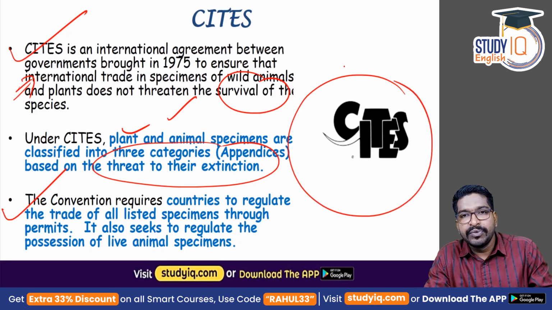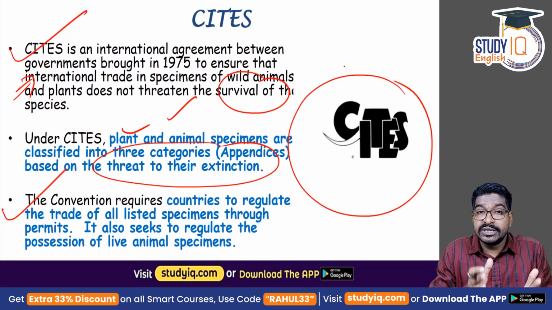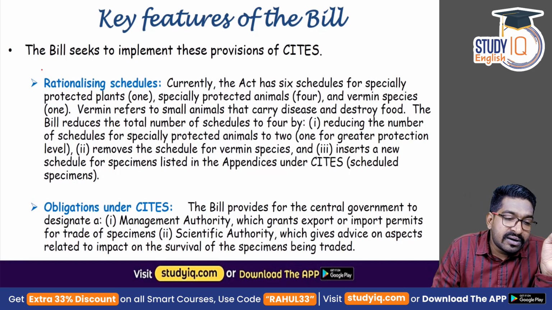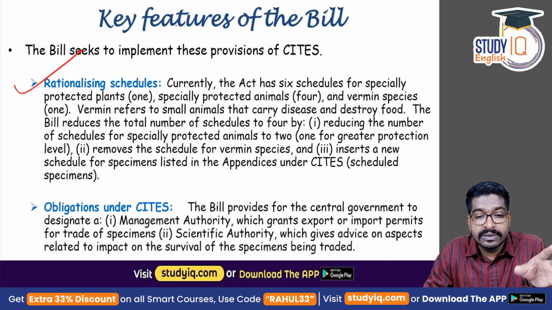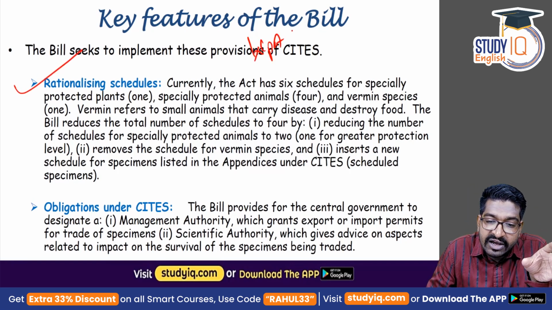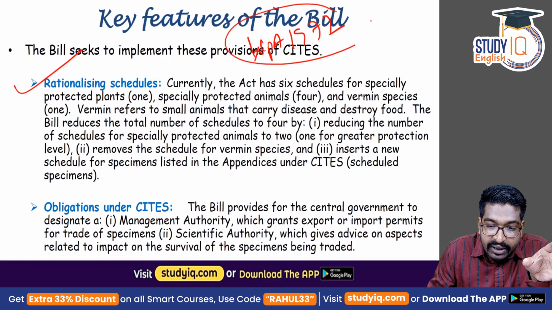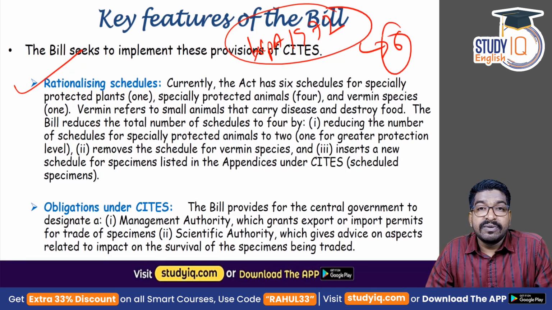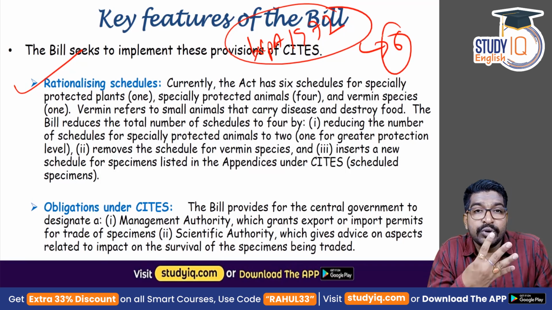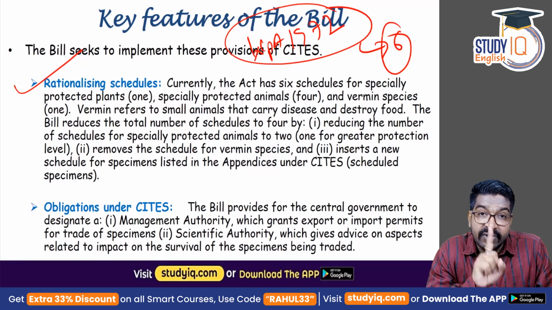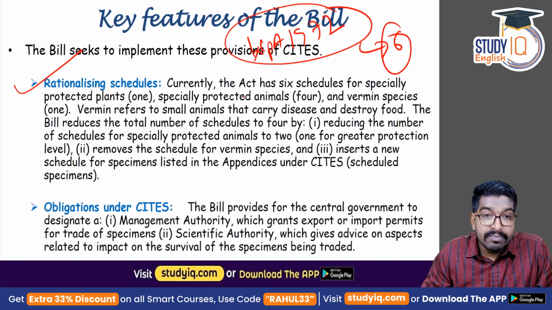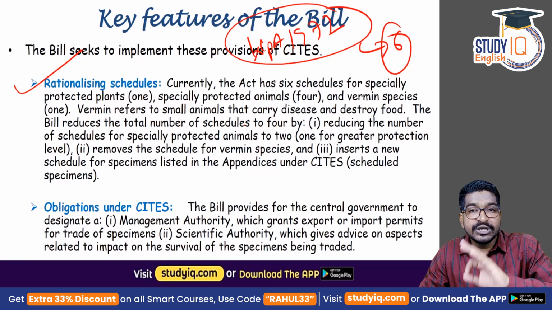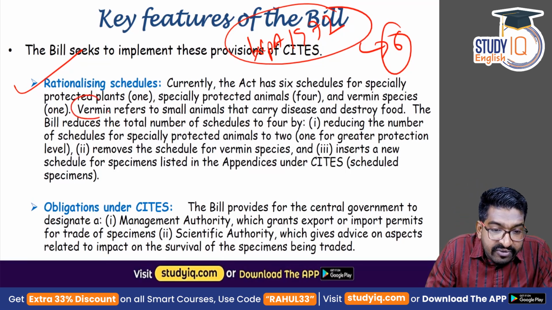Let's look into the bill. What are the provisions of the bill, and what is the agenda today that would be discussed? See, the key features of the bill are that it aims to rationalize the schedules. Please remember, as of now, the Wildlife Protection Act 1972 has 6 schedules. I hope you know this, right? 4 schedules are related to animals. 1 schedule is related to plants, specifically endangered plants, and there is 1 for the vermin.